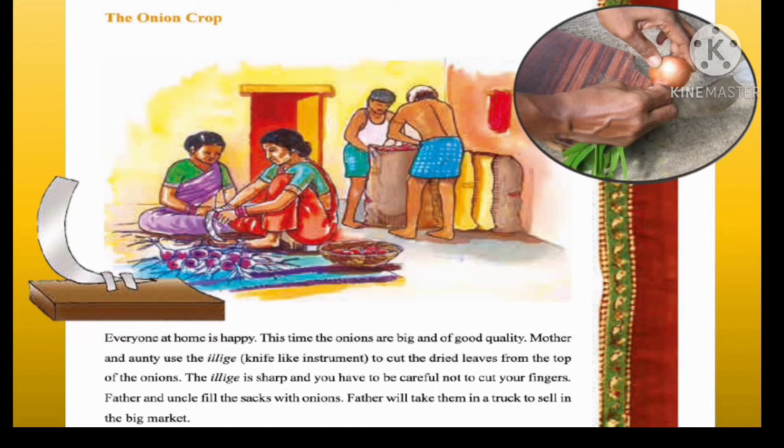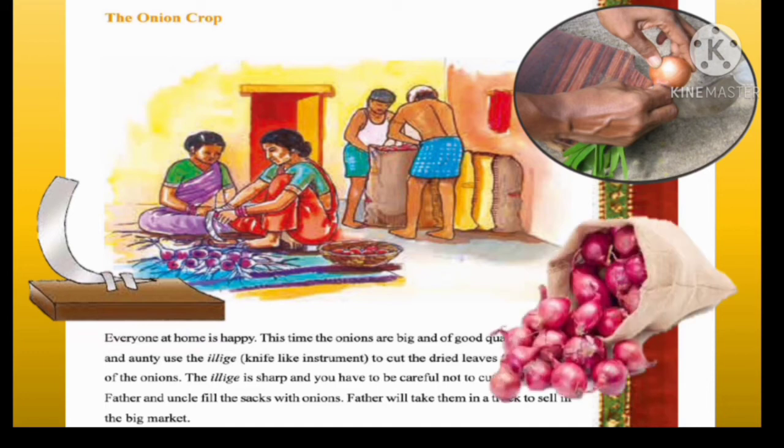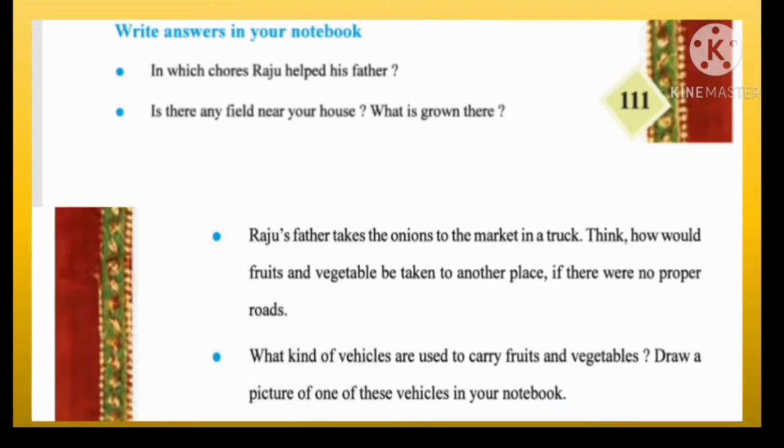The aleg is sharp and you have to be very careful not to cut your fingers. Your grandmother may have used this tool, you can ask your grandparents about this tool and you can know more about this. Father and uncle fill the sacks of onions and father will take them in a truck to sell in the big market. Okay, now the crop is ready to be sold in the market.